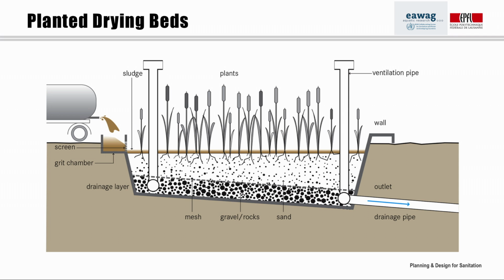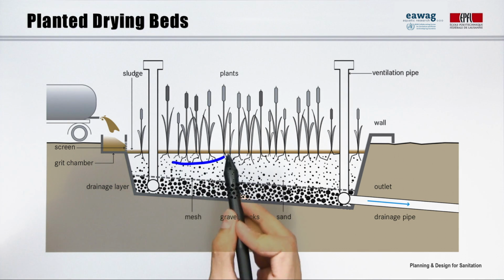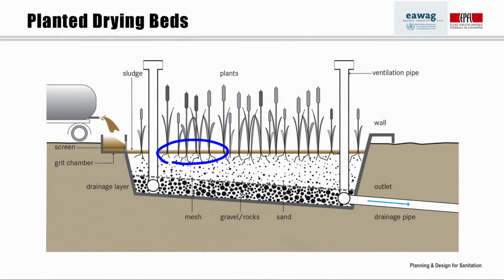The plants and their root systems maintain the porosity of the filter, which means that sludge can be added layer after layer, which implies also a much longer retention time. Thus, this technology leads to a much better stabilization of the sludge, which is partly converted into humus.